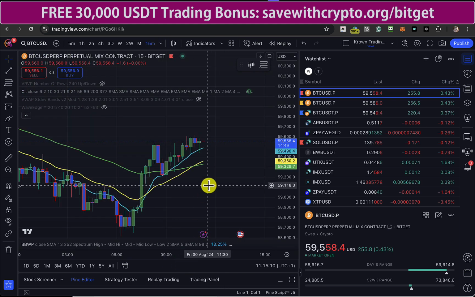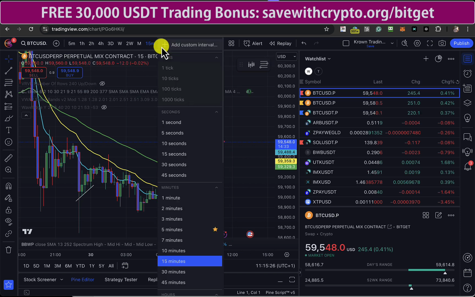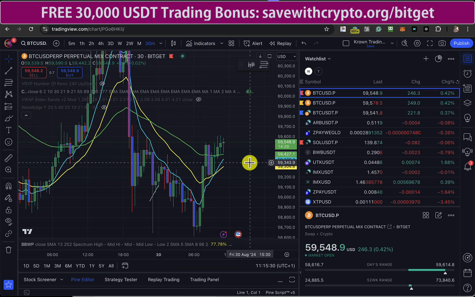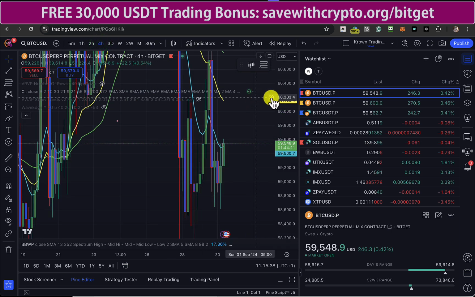So let's go for the 15-minute. And indeed, the 15-minute did cross over at 10:45. So it was about half an hour ago. So that, to me, is a pretty good sign that we might see the crossover on the 30-minute fairly soon. So if that happens, then the price should go up even further. So zooming out a bit more, let's go out to the 4-hour time frame.